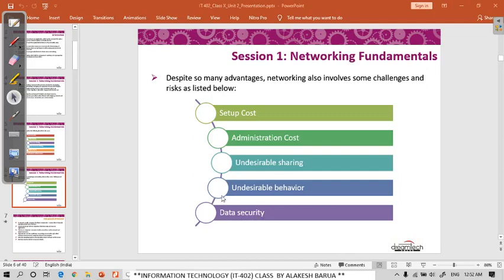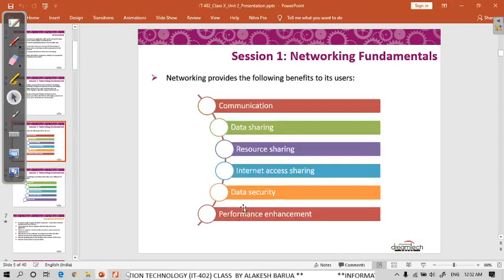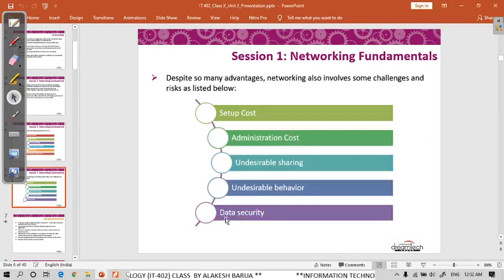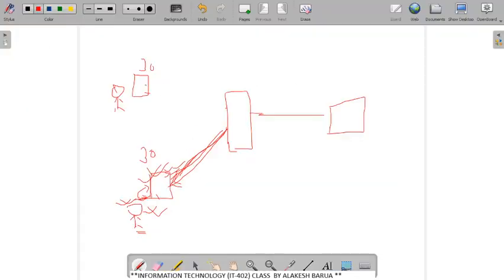Then data security. You have just learned about data security as a benefit. Now here you are learning about data security as a challenge or a disadvantage. Why? Data security is very confusing in a network. If you have given a certain file to a server and that server is not properly protected, then that file is obviously going to be shared in all the computers. If this file is a virus and this computer is not protected, then these computers will also copy the same virus. Got it? So it decreases security.